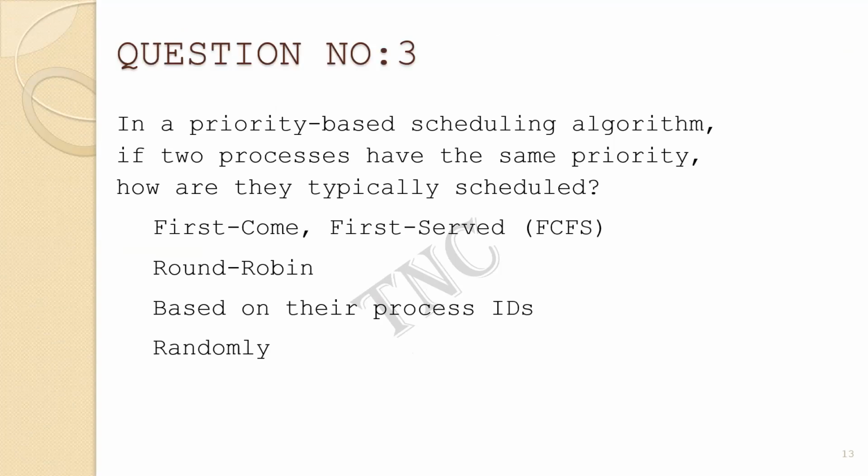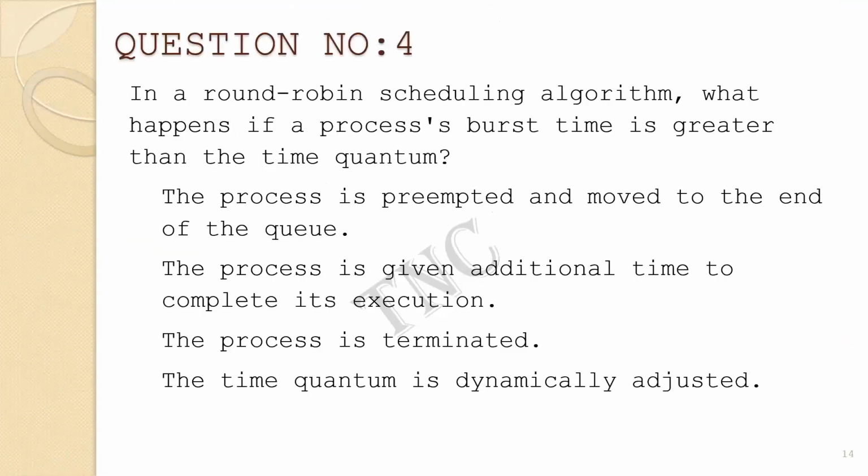In a priority-based scheduling algorithm, if two processes have the same priority, how are they typically scheduled? Yes, round-robin. In a round-robin scheduling algorithm, what happens if a process's burst time is greater than the time quantum? Yes, the option is A. The process is preempted and moved to the end of the queue.